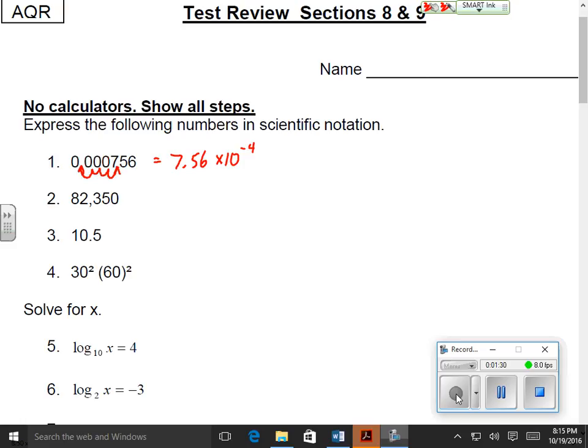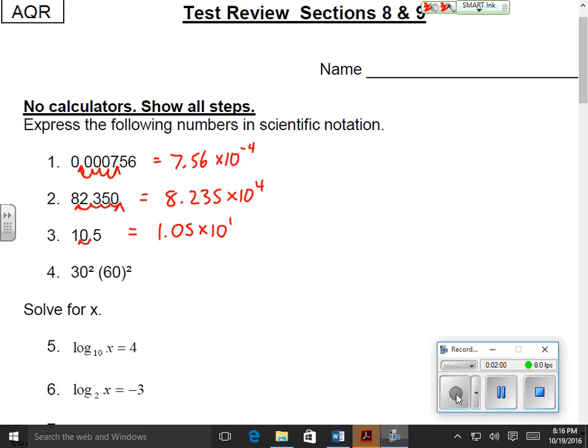On number 2, the decimal is currently located here. We'll need to move it 1, 2, 3, 4 places to the left. So this would become 8.235 times 10 to the positive fourth. On number 3, we only need to move it 1 place. We're going to move it to the left. So it'll be 1.05 times 10 to the first power.